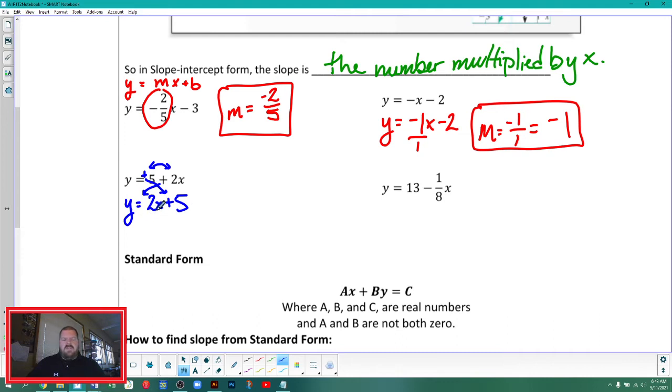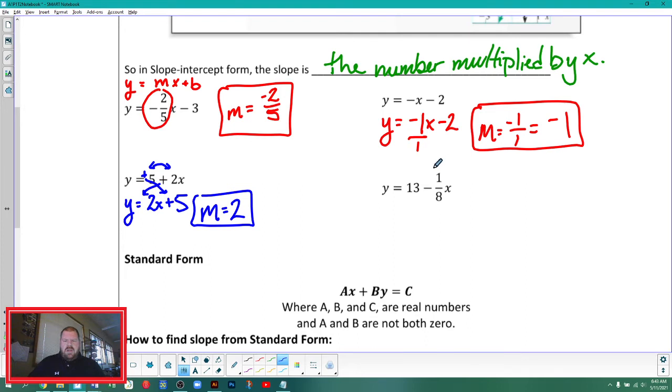And now it's relatively easy, and it's not going to change our answer at all, even though we technically think that we have to rewrite this. It's still the number that's multiplied by x that I'm looking for. So you don't really need to switch it around. Okay, but that is still a good thing to do if we say that we're using slope-intercept form.